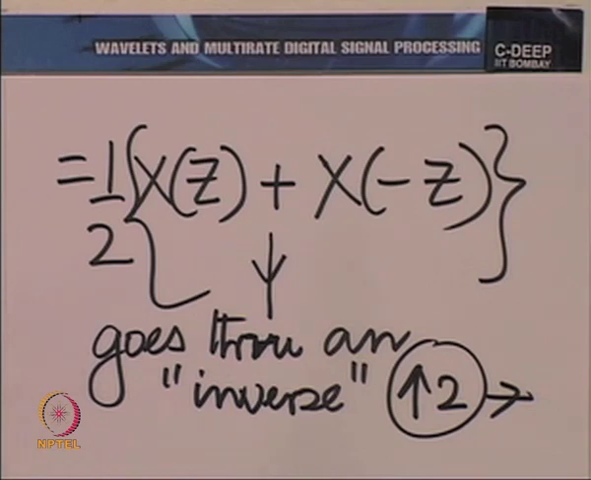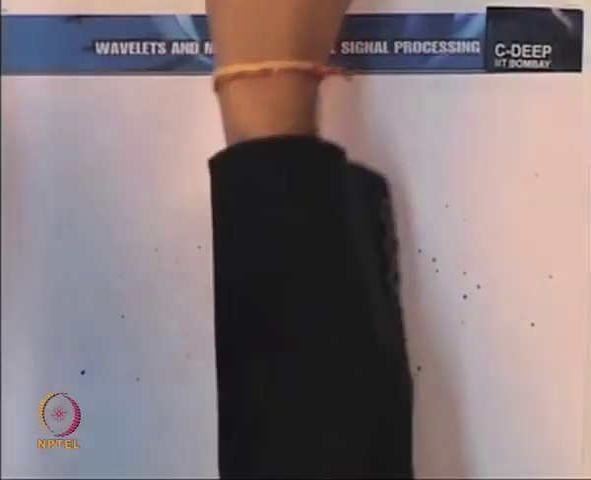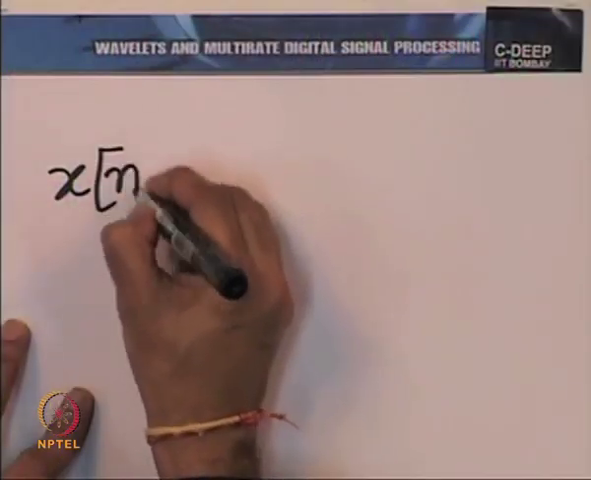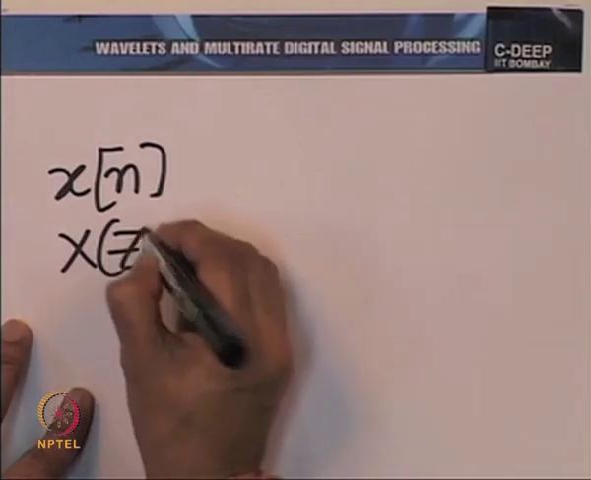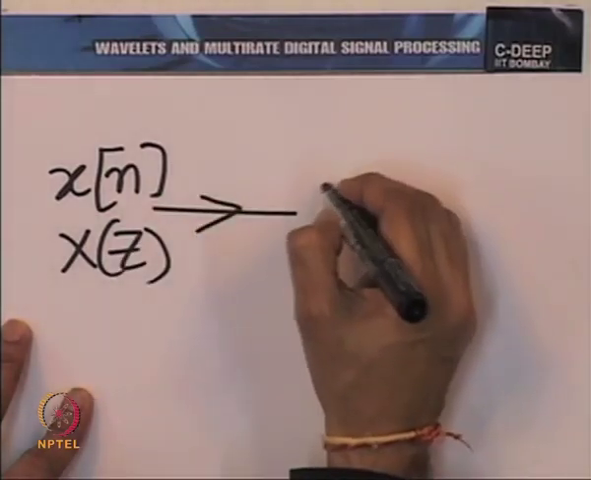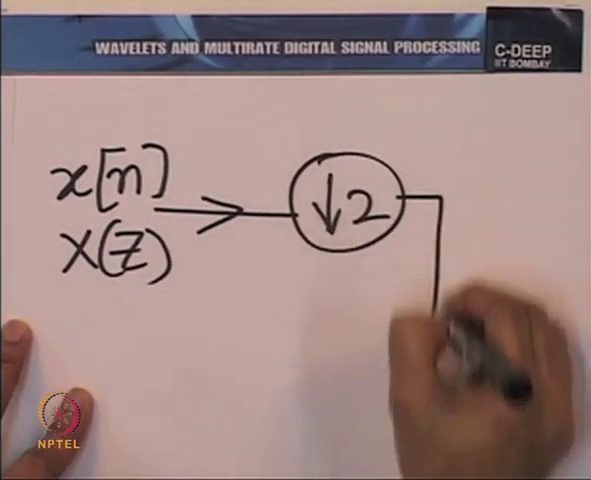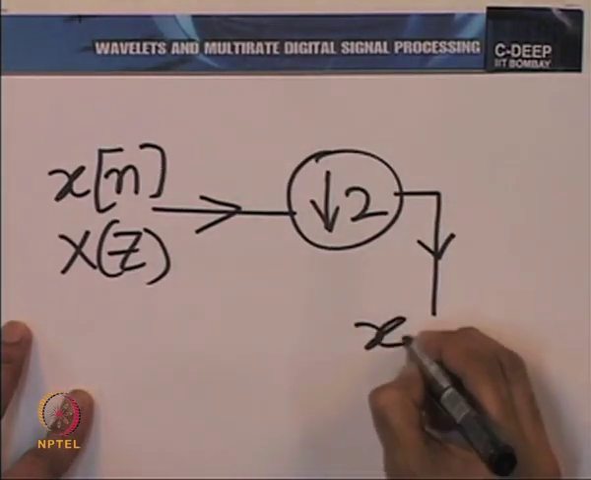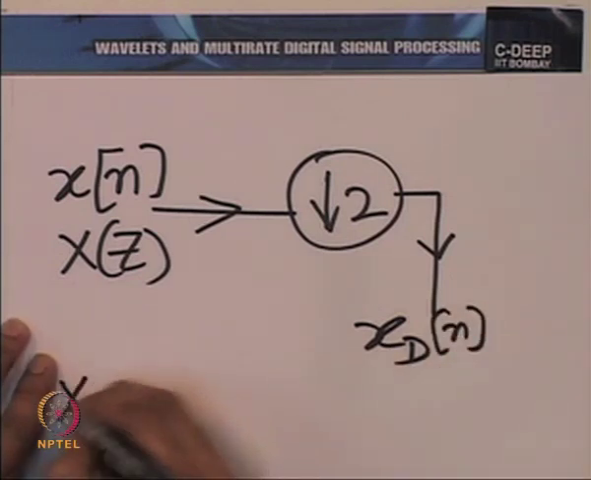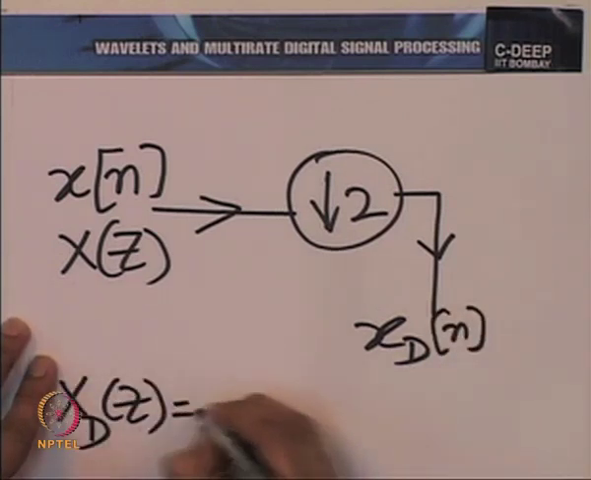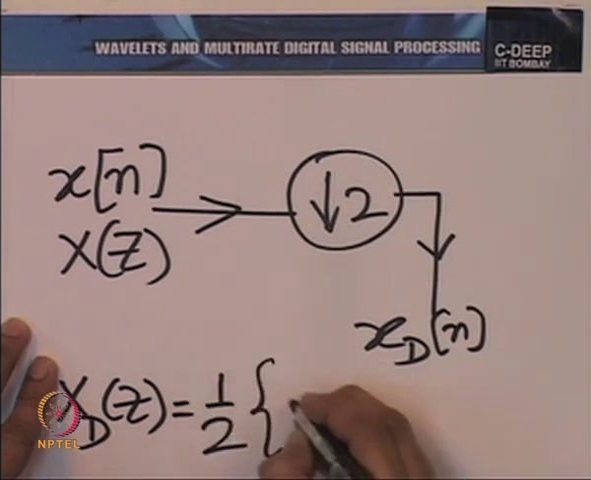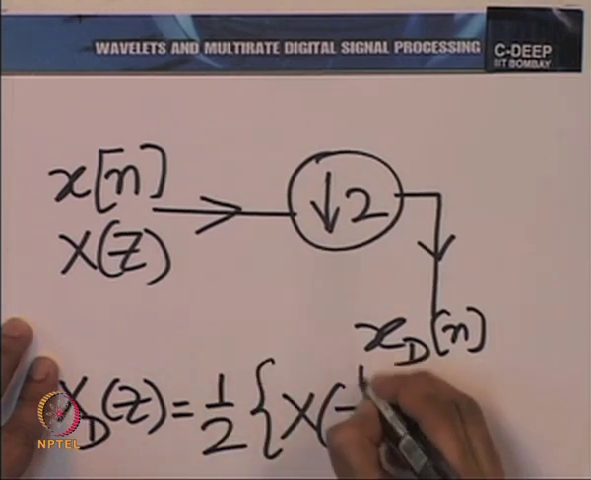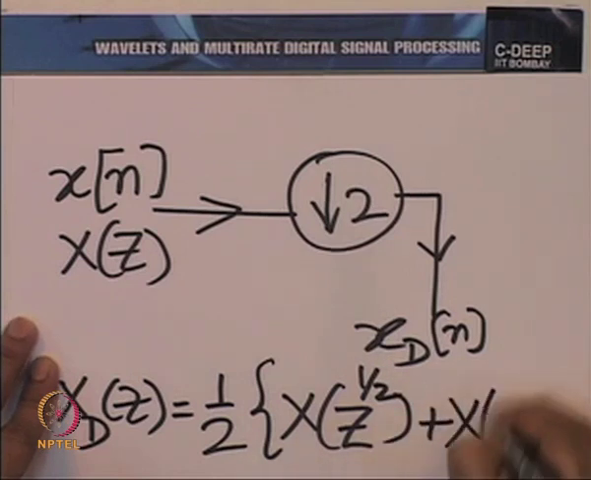And therefore, if we put these together, we have the final result: x n with z transform capital X of z, when it goes through a downsampling by 2, becomes in the z domain x d n with the corresponding z transform given by half X z raised to the half plus X minus z raised to the half.